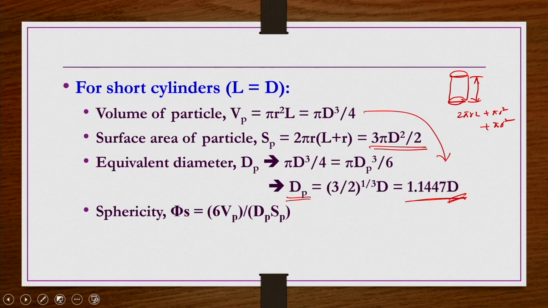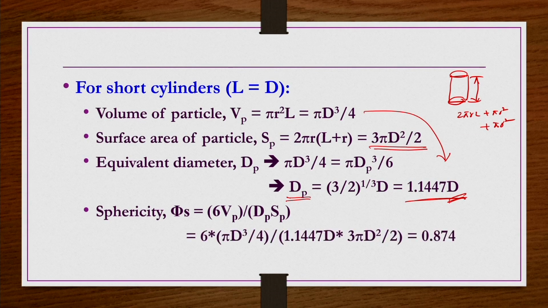Then the sphericity is 6 Vp by dp sp. You substitute Vp, dp, sp here, and then you get 0.874. So, for short cylinders with L is equal to d, the sphericity is 0.874.